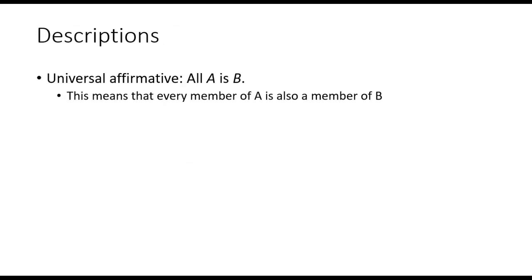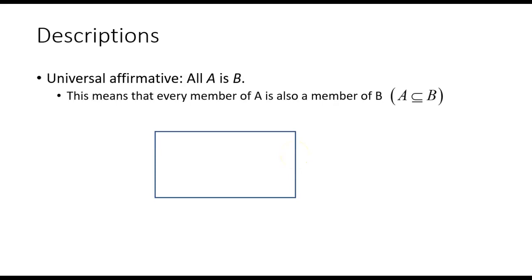So descriptions. The universal affirmative, all A is B, so basically means every member of A is also a member of B, where A and B are just 2 statements or 2 things. So it's sort of like a subset. So there's your set B, and A fits completely inside of B. It's just like a subset. Because everything that is in A has to also be in B. There could be more in B, but it has to be in B.